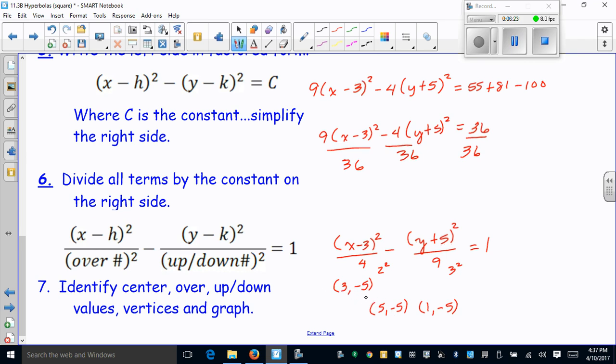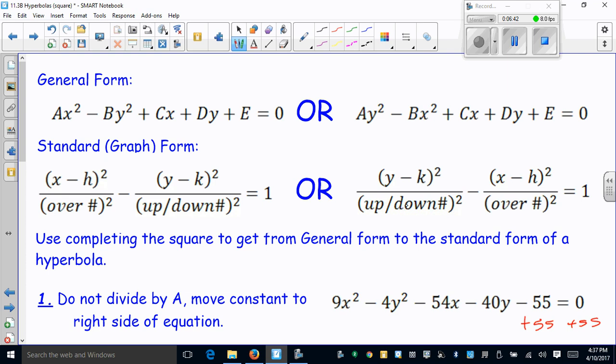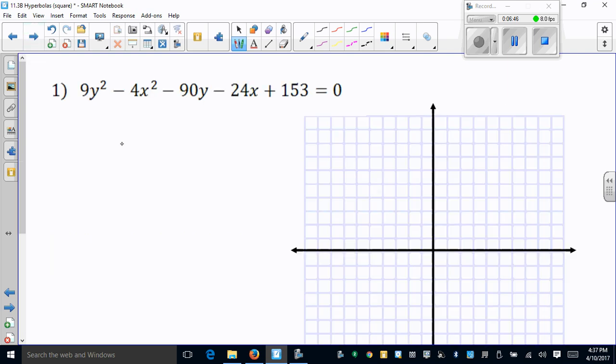So, next one. Got a lot going on here. Left everything blank so that we have room to write. Notice that the y squared is first, so we're going to expect it to come down to this one. I'm going to show you why that's not going to happen. Okay, so I have 9y squared minus 90y minus 4x squared minus 24x equals negative 153.